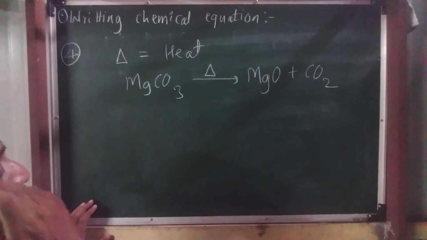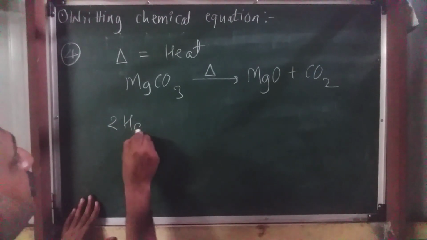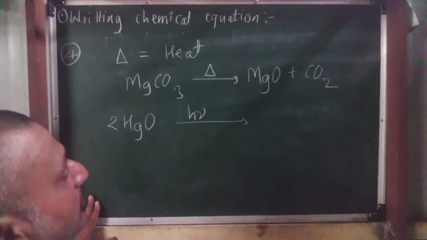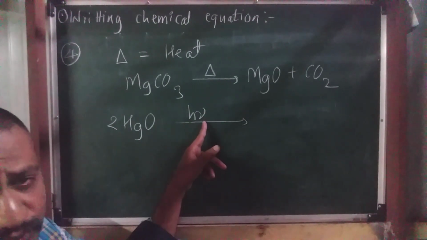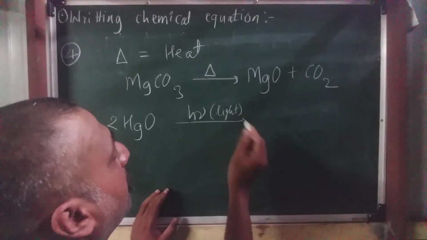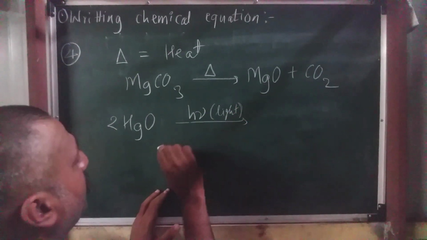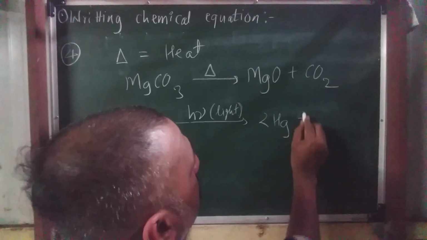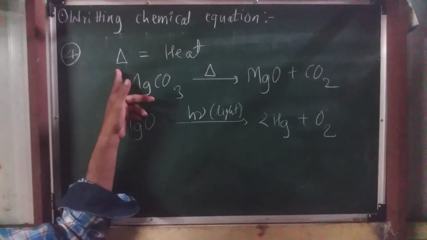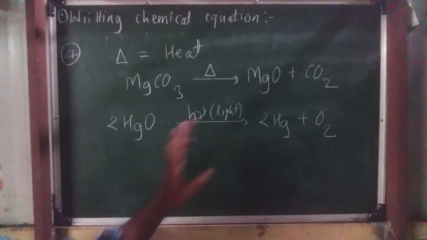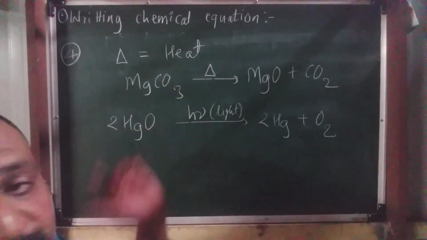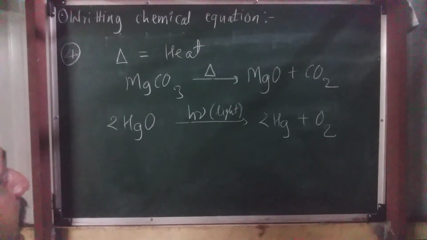Then suppose we bring mercuric oxide, HgO, in presence of light, h nu. In this form also it can be written, h for Planck's constant, nu for the frequency of the light. So h nu is nothing but light, electromagnetic radiation. It results in the formation of 2Hg plus O2. So the triangle means heat energy is provided, h nu means light energy is provided. So these parameters also we should write over the arrow. This is point number 4 I told.